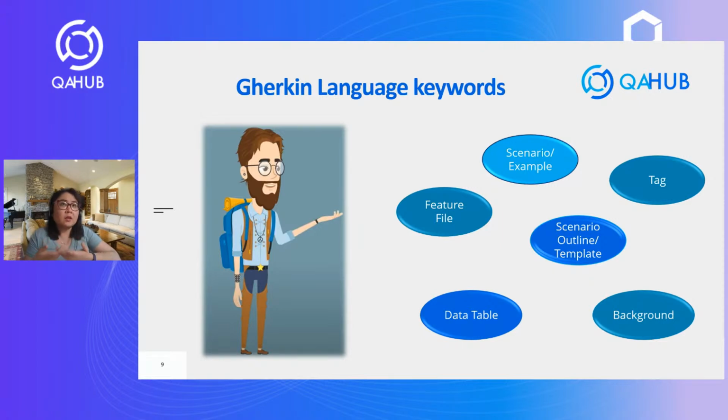Tag. We can use tags in a feature file, for example, for filtering or for searching. Also, I use them to add the number of test cases just for traceability. This way I can trace my manual test cases and our integration tests. About the data table: a data table is just a table with parameters, with some data.